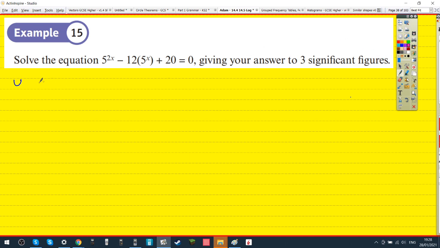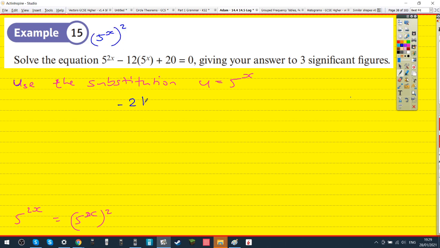Use the substitution u equals 5 to the x. So it'd be 5 to the power of 2x minus 12u plus 20 equals 0. 5 to the 2x, you could also write as 5 to the x, all squared, because it's a power to a power. So it'd be brackets 5 to the x squared, minus 12u, plus 20 equals 0.